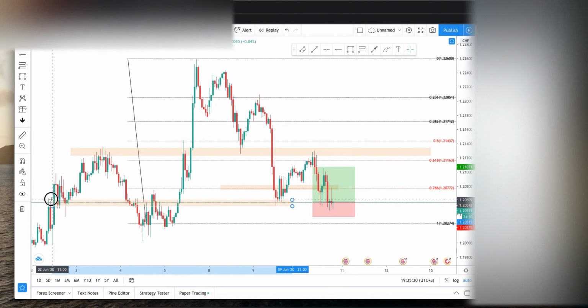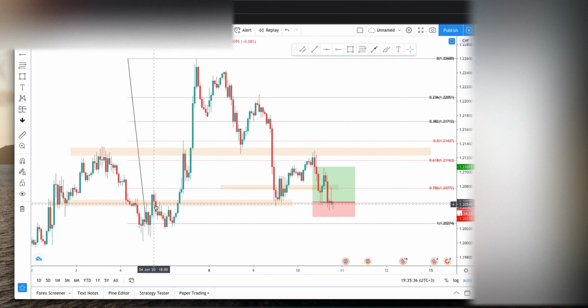Not only that, this was also a support in the past. Got broken through, became a resistance, got broken through. Now it's going to be acting as a support at least one more time, right? So that's what I did. I took the trade on these rejections.